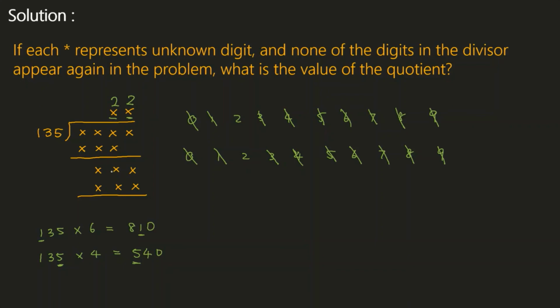Okay. So the final answer to this question is 2,970 divided by 135, which is equal to 22.